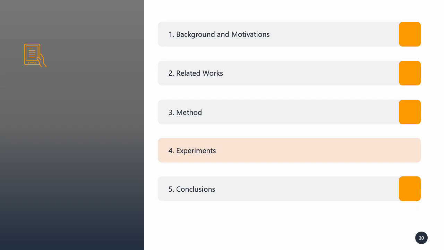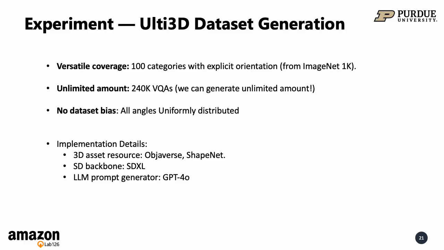Now let's move to our experiments. Here are the experiment details for the Ultimate 3D dataset. Specifically, we selected 100 categories with explicit facing orientations from ImageNet-1K. For example, we excluded objects like bottles that are essentially symmetric with no explicit orientations. We generated 240,000 VQA pairs covering all 3 camera object relation types. More importantly, there's no dataset bias. All the angles are uniformly distributed.